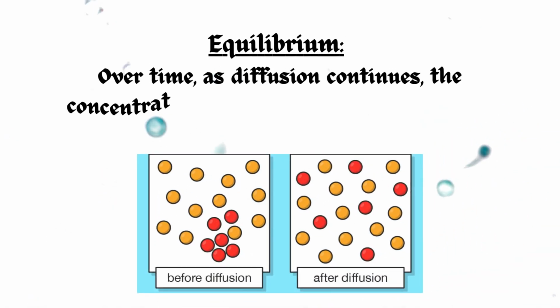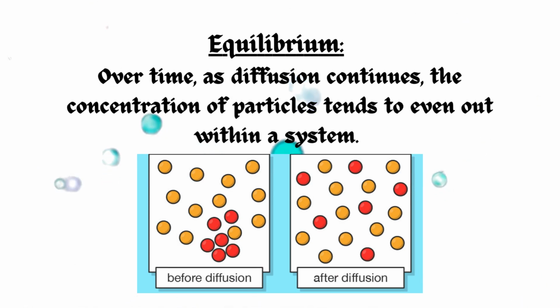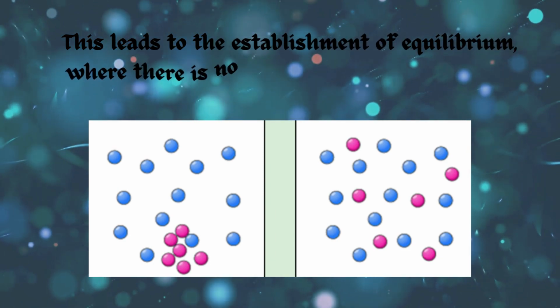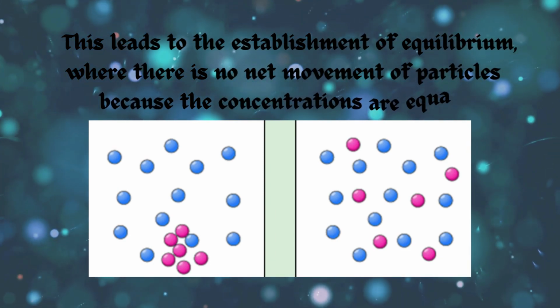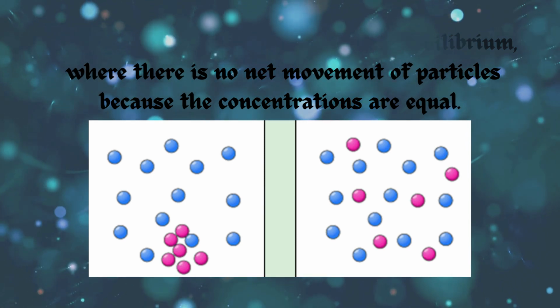Equilibrium. Over time, as diffusion continues, the concentration of particles tends to even out within a system. This leads to the establishment of equilibrium, where there is no net movement of particles because the concentrations are equal.